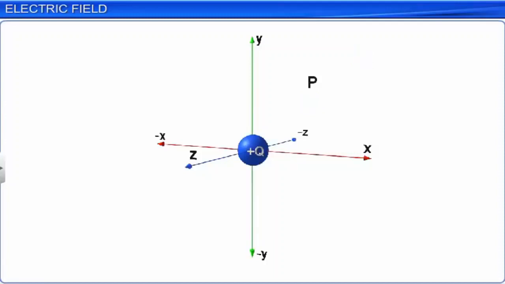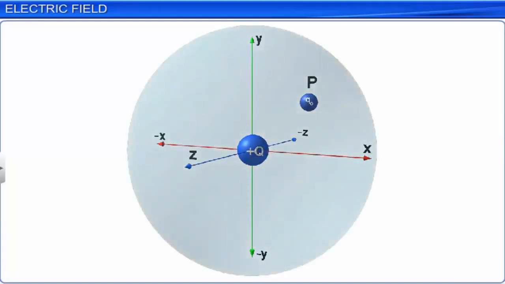Now, let us remove charge q from the origin and reintroduce charge q0 at the same point P. Charge q0 does not accelerate now and remains at rest. This means that the force experienced by q0 is due to charge q. We say that since charge q0 is in the electric field of charge q, it experienced a force. An electric field is a region in which the influence of a charge is felt.